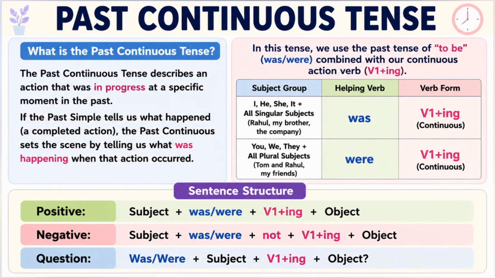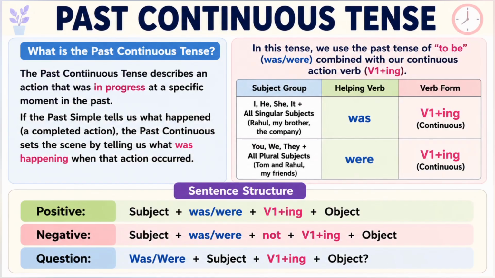In this tense, we use the past tense of to be, which is was or were, together with the continuous verb, which is verb 1 plus ing. Use was with I, he, she, it, and all singular subjects such as Rahul, my brother, and the company. Use were with you, we, they, and all plural subjects such as Tom and Rahul or my friends.